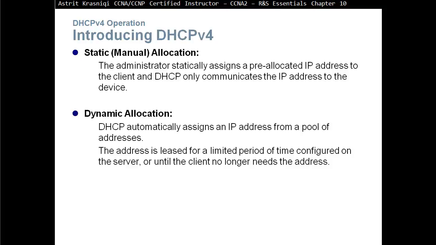Then we have dynamic allocation. DHCP automatically assigns an IP address from a pool of addresses. So here we just create a pool, for example addresses from 1 to 100, and DHCP automatically will choose one and assign it to the client.